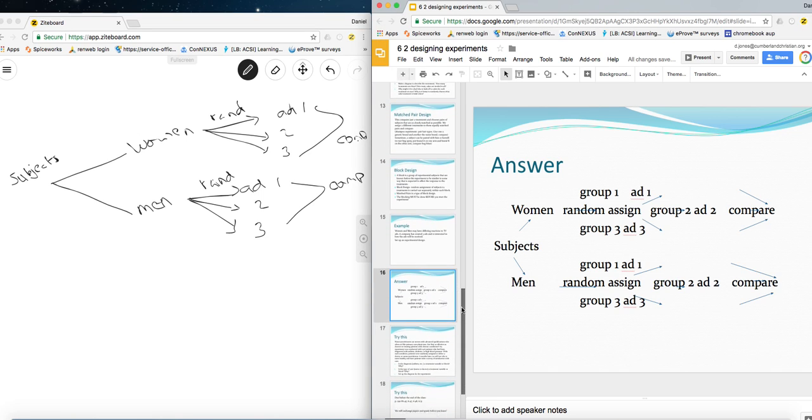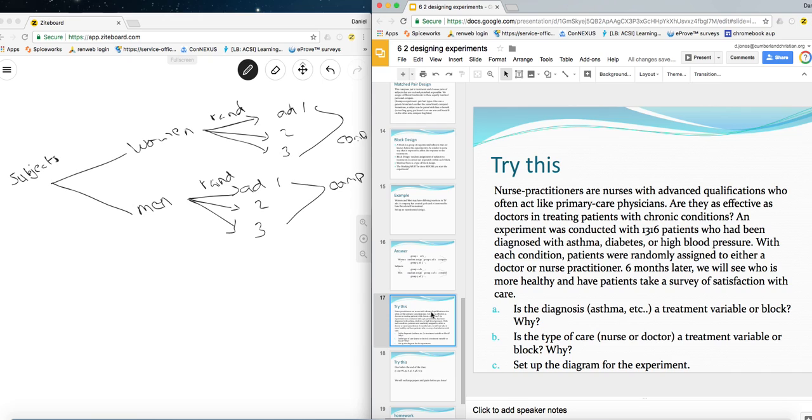Sorry that it's a little bit weird. All right, here's another try this. Nurse practitioners are nurses with advanced qualifications who often act like primary care physicians. Are they as effective as doctors in treating patients with chronic conditions? An experiment was conducted with 1,316 patients who had been diagnosed with asthma, diabetes, or high blood pressure. With each condition, patients were randomly assigned to either see a nurse or a doctor.